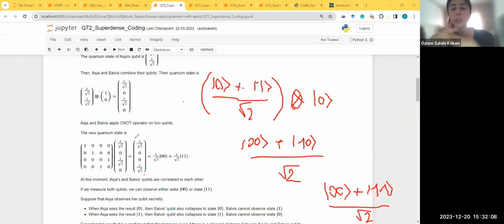Okay, if you don't have any questions, let me ask you a question. Now, suppose that we measure the first qubit. Asya measures the first qubit. And let's say she observes that it is 0. Now, suppose that Boris is also making a measurement. What will be the measurement result of Boris? Can we say something about this?